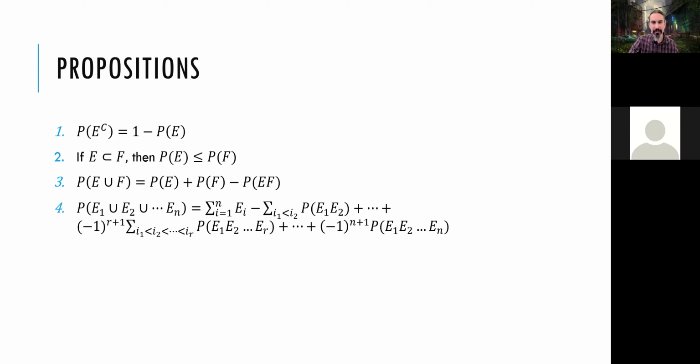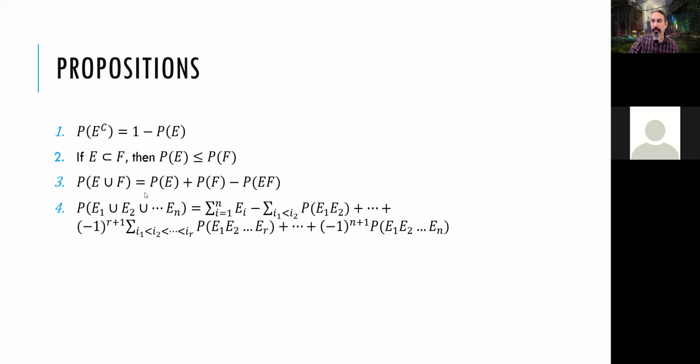The second proposition says that if event E is a subset of event F, or a sub-event of event F, then E cannot have a probability greater than F. P(E) should be less than or equal to P(F), which is to be expected, because if E is a subset of F, it can at most be equal to F, or it can have fewer outcomes, which means that it will have a lesser probability.